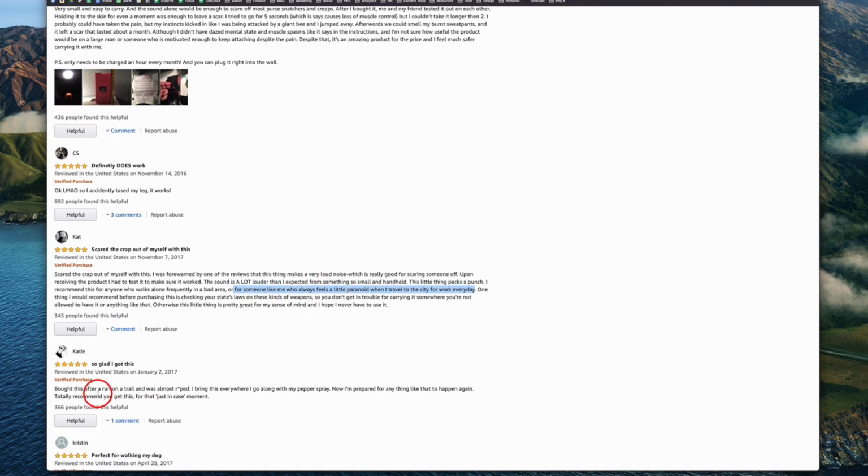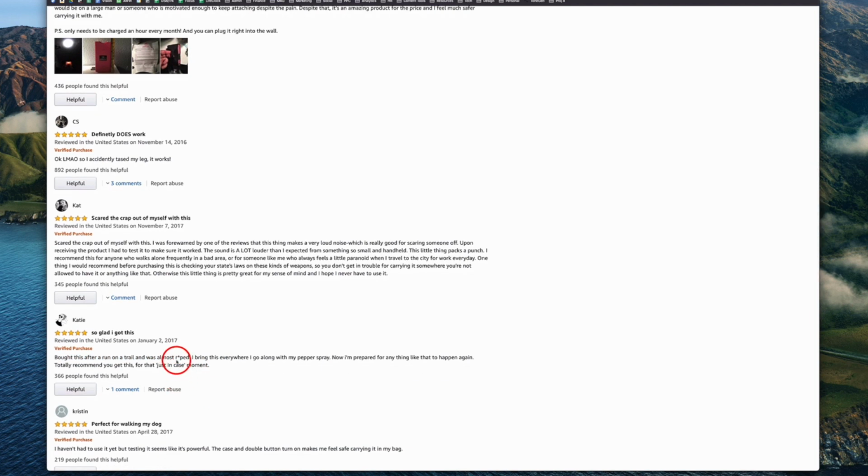"Bought this after a run on a trail and was almost..." See that word? Yeah. We can talk about this. Hey, have you ever been out on a trail run? You kind of feel weird running on the trails by yourself? These are real issues. These are real problems. Not everybody's buying a damn stun gun, right? They want to learn how to take care of themselves.